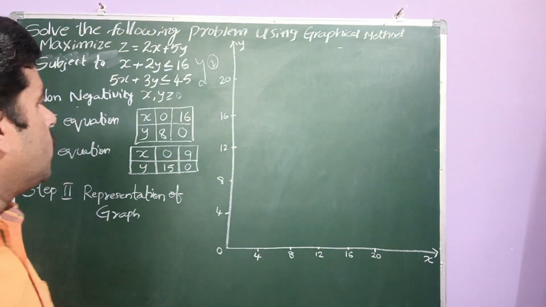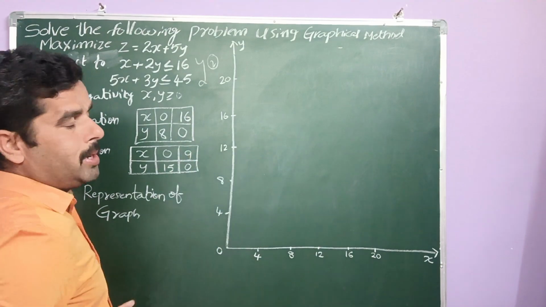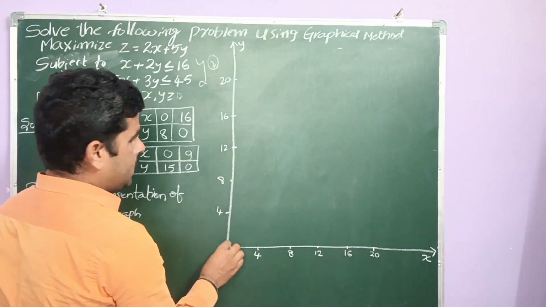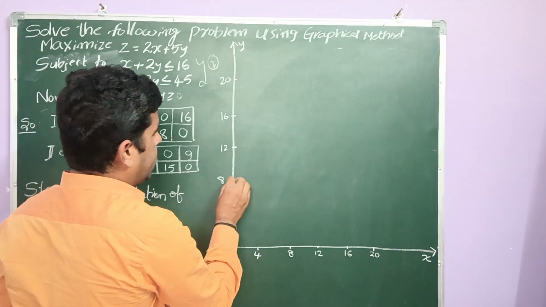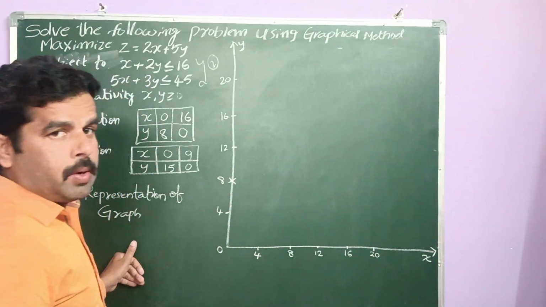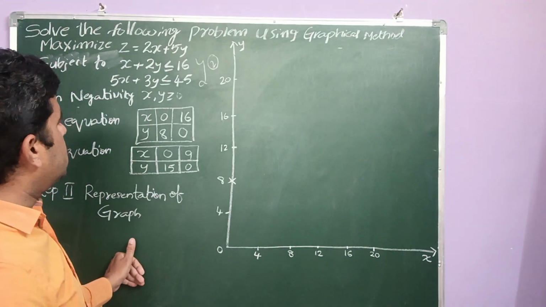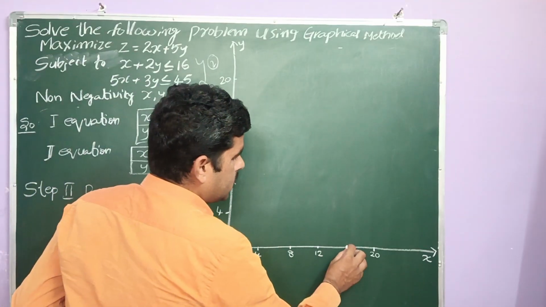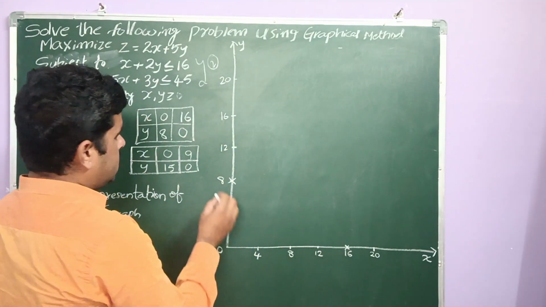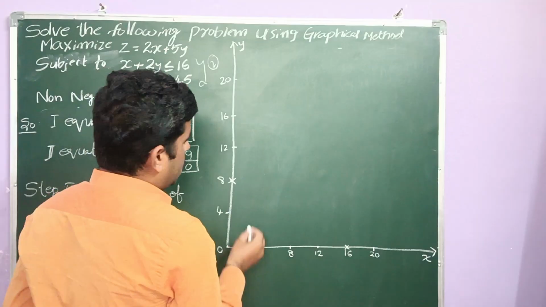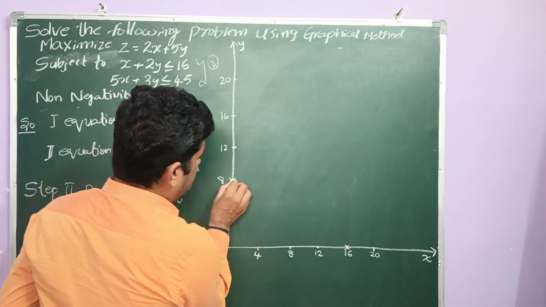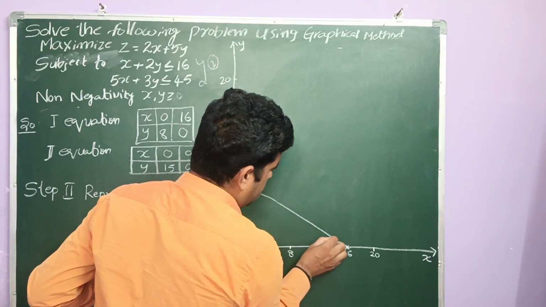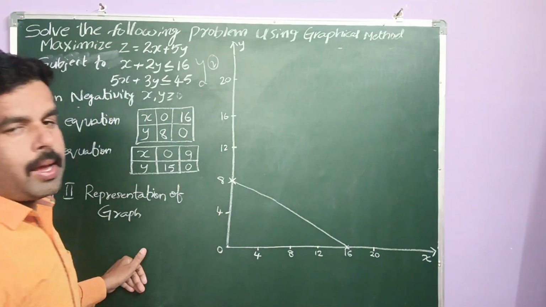In this graph we have to exhibit all these points. Equation 1 points we are going to exhibit. The x value is 0, so x is 0 and y is 8. Just put a dot or keep an x. The next one is x is 16 and y is 0. So draw a straight line between the x axis and y axis. Okay, we got the straight line here, x and y.